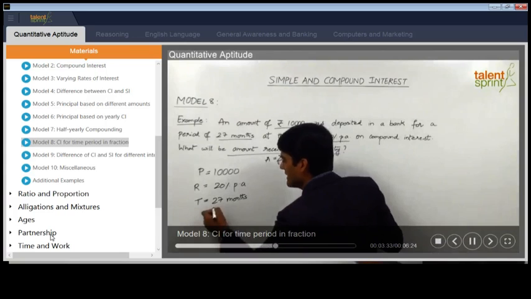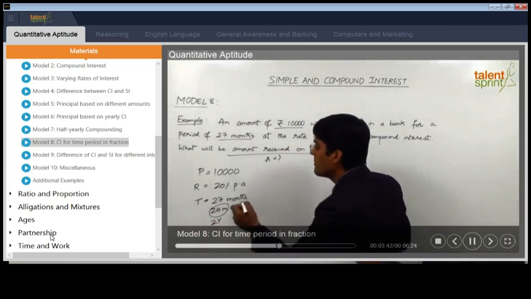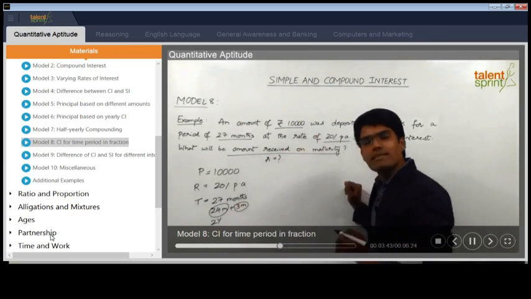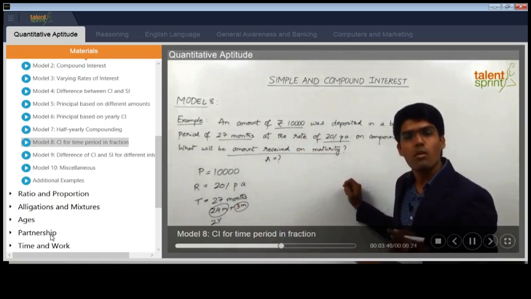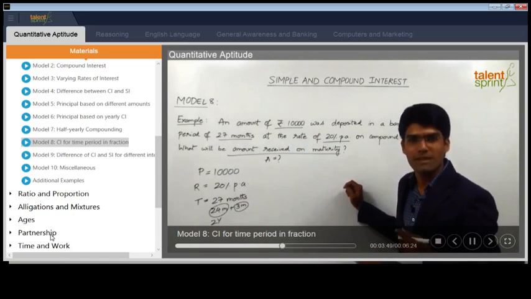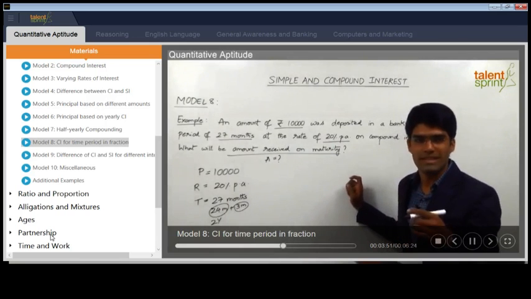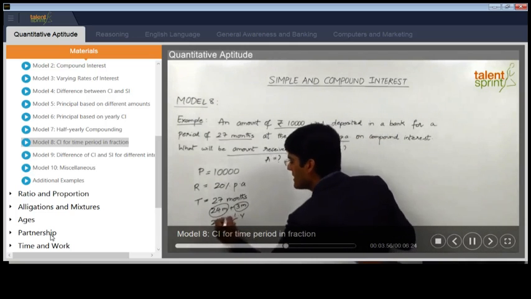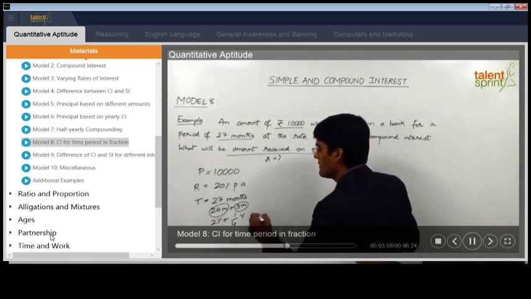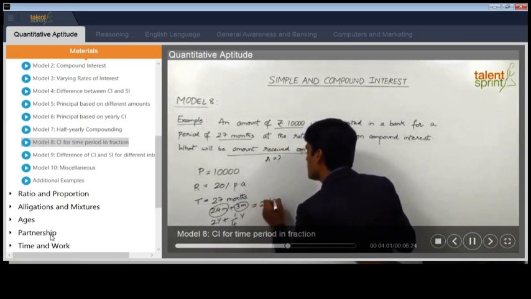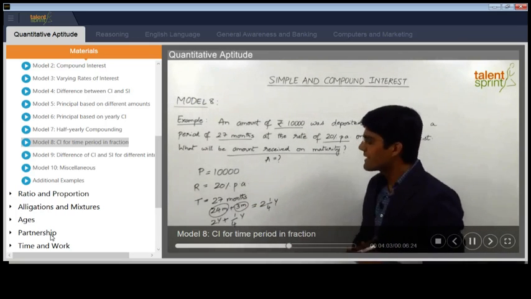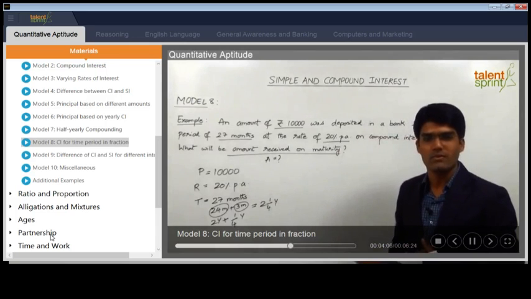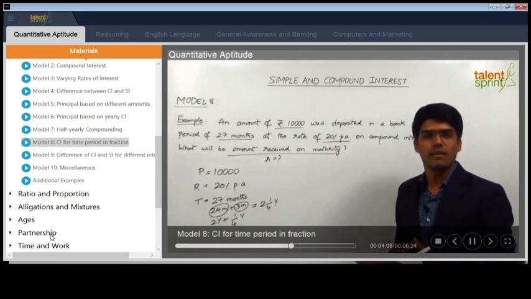Now 27 months is nothing but 24 months plus 3 months, and 24 months can be taken as 2 complete years. 2 complete years and 3 months. 3 months again is 1 quarter of a year or 1/4 of a year. As 1 year has got 12 months, 3 months will be equal to 3 by 12, that is 1/4 of a year. So the total time period here is 2 years plus 1/4 of a year, which can be taken as 2 1/4 years. As you can see here, the time period is in terms of a fraction. So we need to use the proper formula to get the required answer.